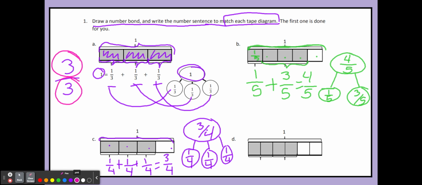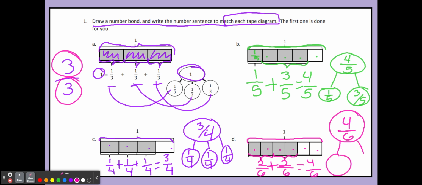In the next one, our whole has 1, 2, 3, 4, 5, 6 pieces. This chunk is 2 of them, so that's 2/6. This chunk is 2 more, so that's 2/6. 2/6 plus 2/6 equals 4/6. So then we would put 4/6, 2/6 plus 2/6.